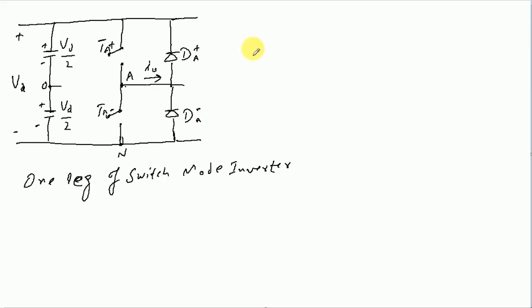Okay, so this was one of the terminologies or definitions that we needed to have an idea about. Now let's jump to the more interesting one, and that is the actual topic of this lecture, the pulse width modulation scheme.